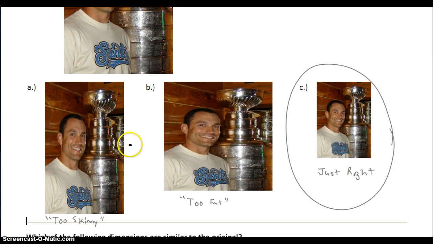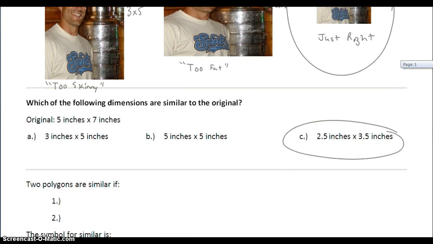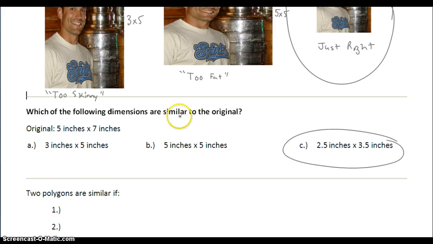A, 3 by 5. B, 5 by 5. It's a square. And C would be my 2.5 by 3.5. So the dimensions that keep similarity, C. The operations that keep similarity are the ones that keep proportionality. And to keep proportionality, we need to divide and multiply.